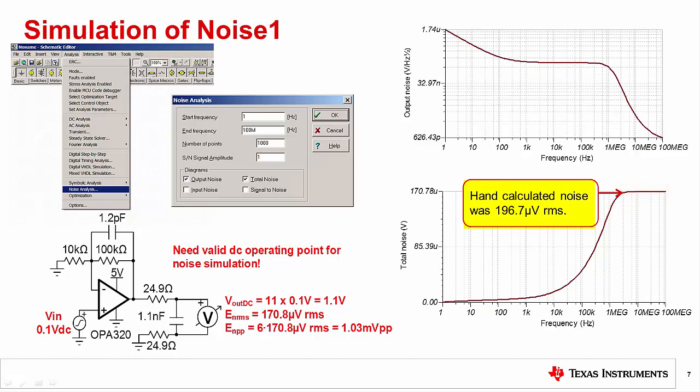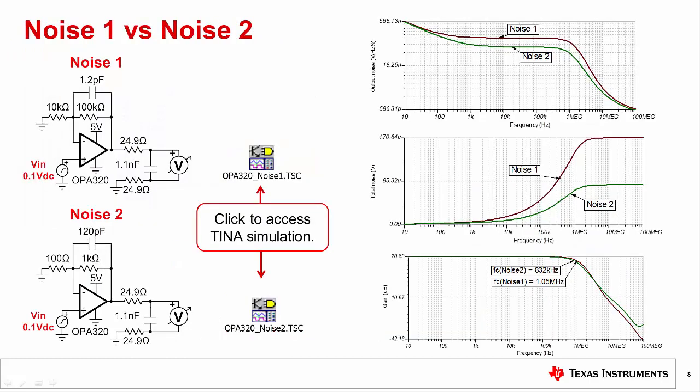In this case, the hand calculation was 196.7 microvolts RMS, and the simulation gives a total noise of 170.8 microvolts RMS. The discrepancy between the two numbers is because the simulation more accurately accounts for all the poles in the circuit. This slide shows the simulation results for both noise circuits.